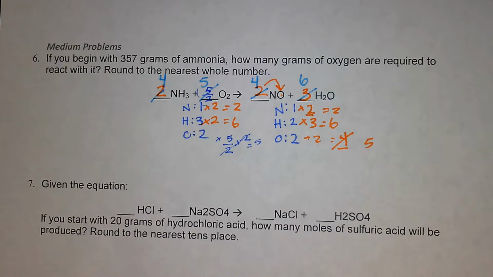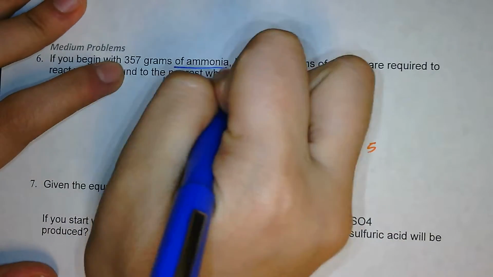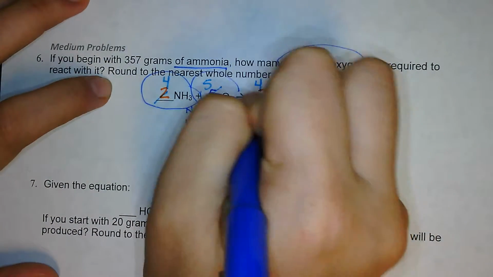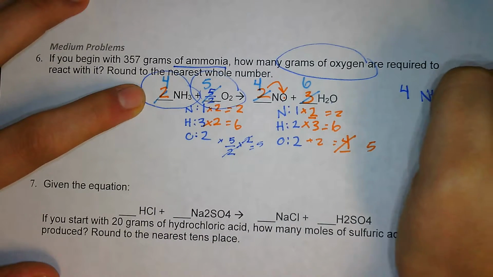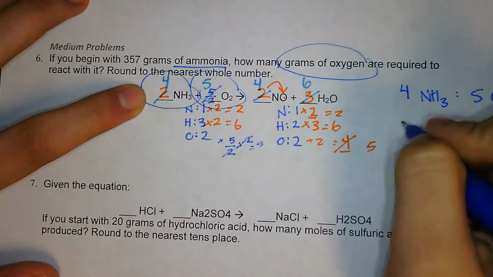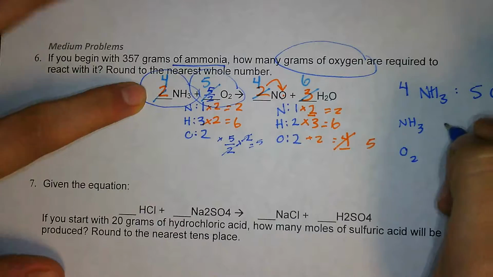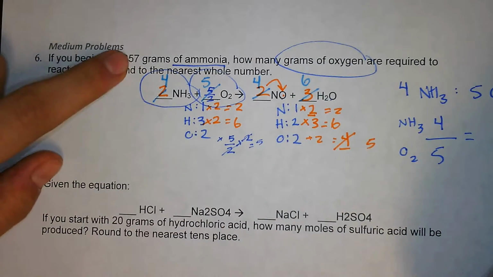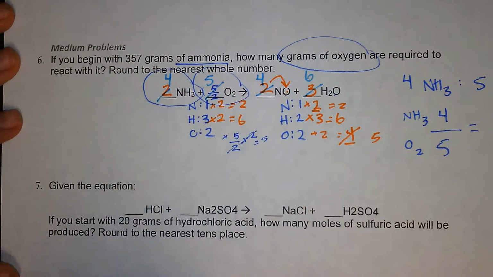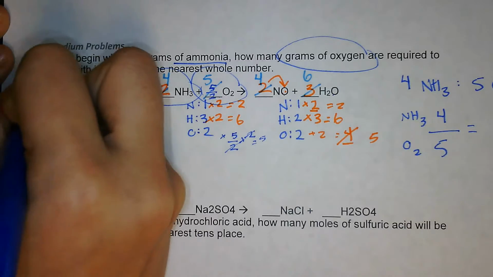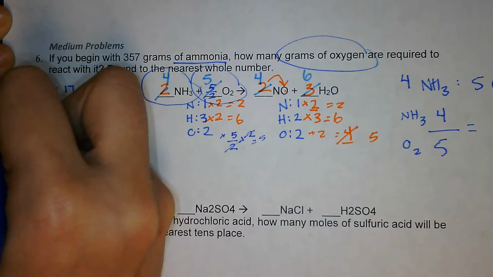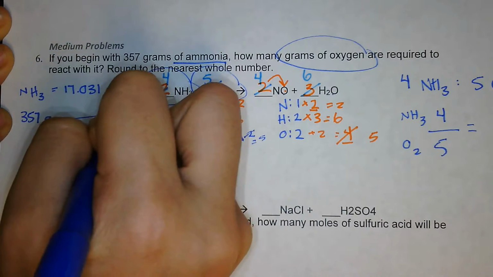Alrighty. So now we got an equation, it's balanced, we can go in and start doing the chemistry. If I begin with 357 grams of ammonia, how many grams of oxygen are required to react? So I need to compare ammonia and oxygen. There is a 4 NH3 to a 5 O2 ratio. So if I keep my NH3s at the top and my O2s at the bottom, for every 4 NH3, I have 5 O2. And then I'm missing a mole. I have grams, I need to turn that into moles. So to turn grams to moles, I need to use the molar mass. The molar mass of NH3 is going to equal 17.031 grams per mole.